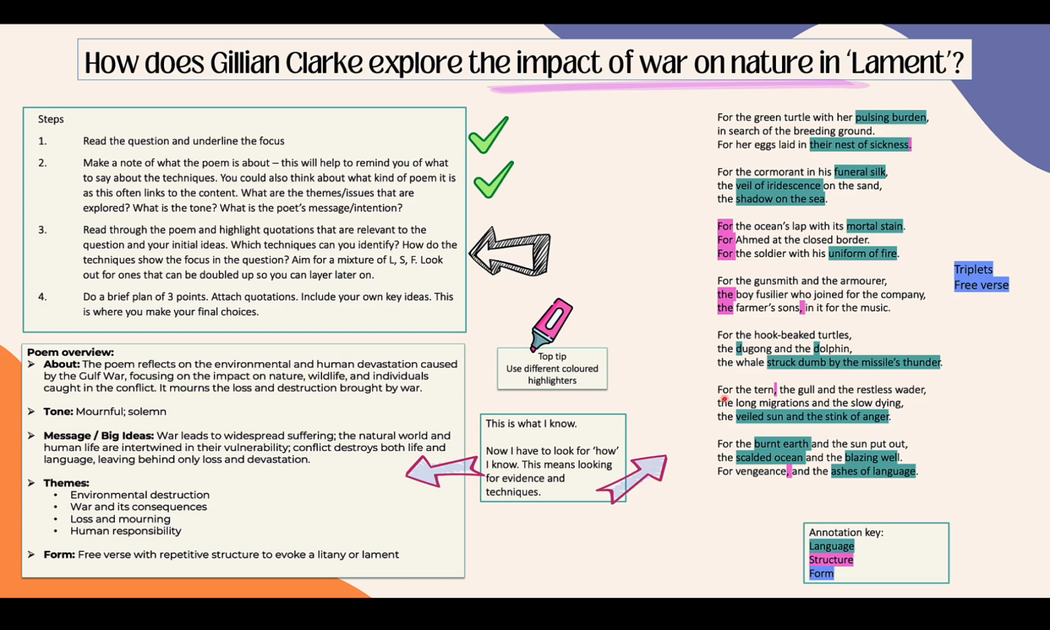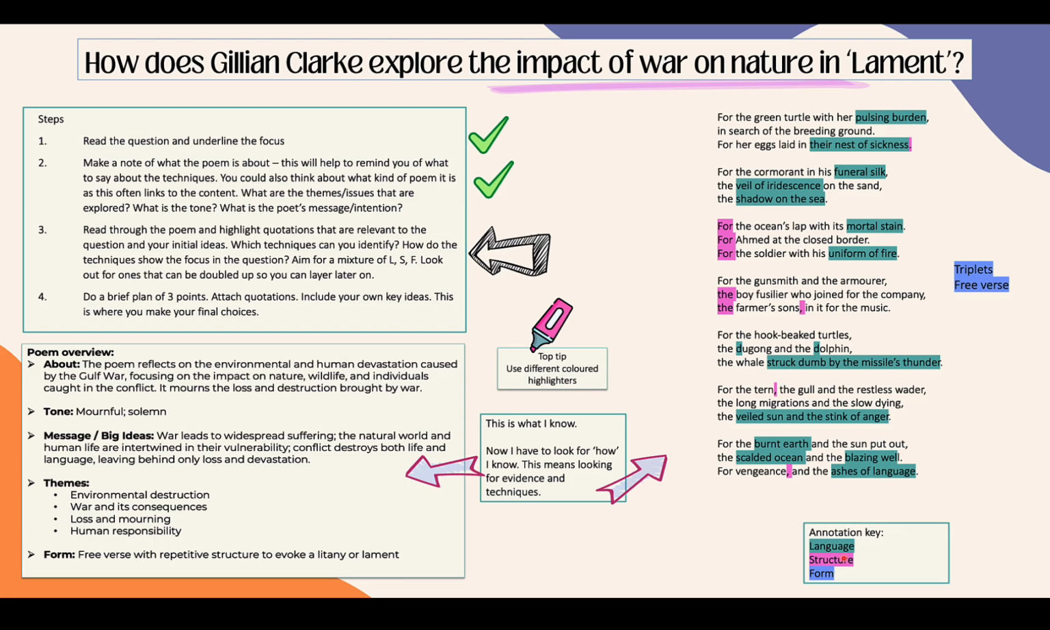So here is an example of one that I've already done. You can see that I have used my different coloured highlighters. I've given myself a little bit of a key. The reason I've done that is because I really want to make sure I'm showing the examiner that I can comment on a range of methods. Language, structure and form are all part of a literature text, and you want to show that you can talk about them. What you don't want to do is just talk about language all the way through.